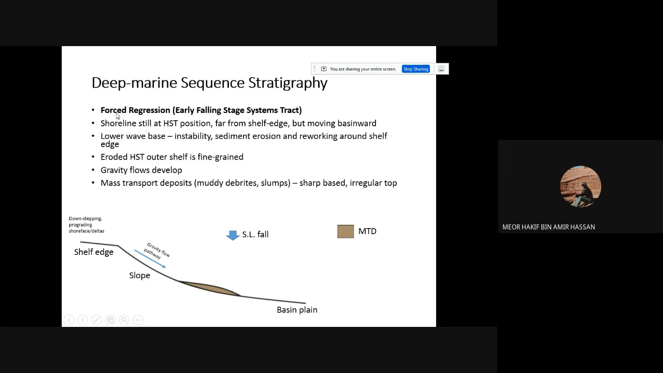Now, because of this lowering in sea level, you also get what is called a lowering in wave base.